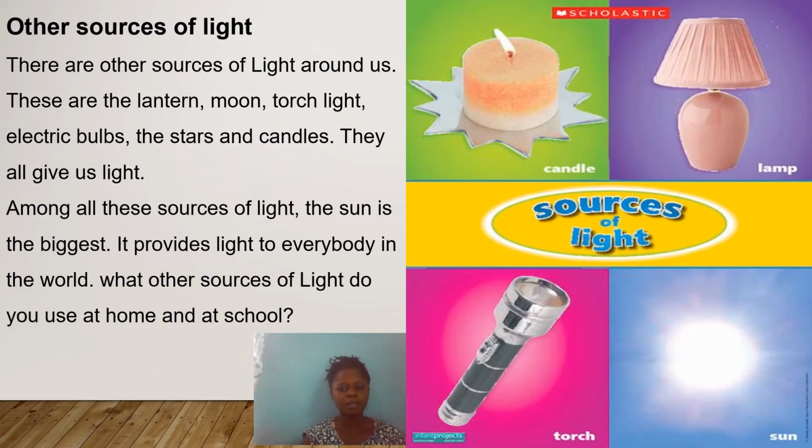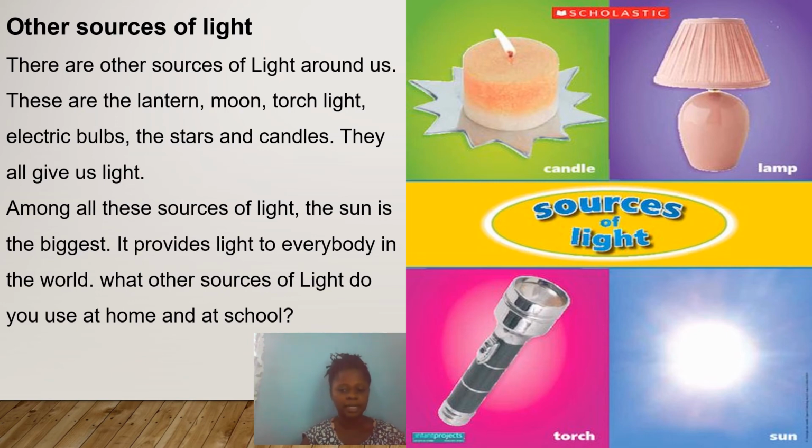Now there are other sources of light besides the sunlight. At home or at school, you use different light. You use an electric bulb or a lamp or a lantern. They are all sources of light, or even candles. Besides the bulb, besides the sun, the moon is also a source of light.